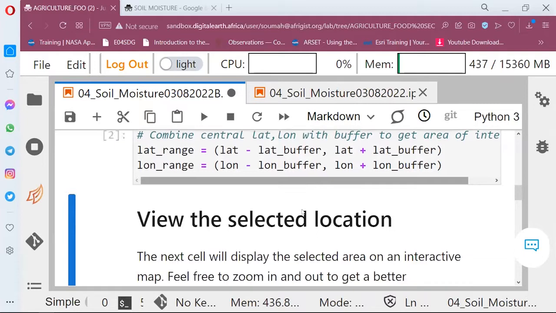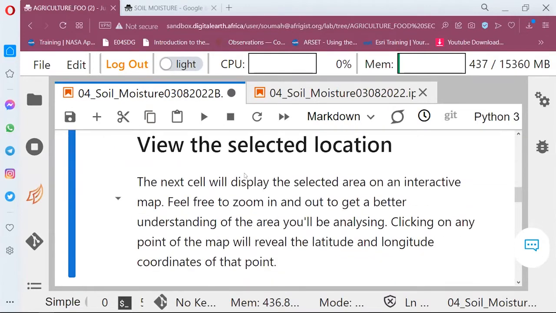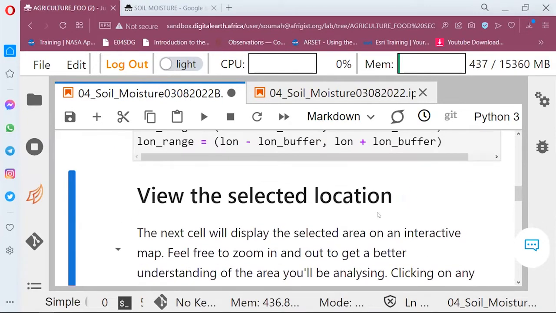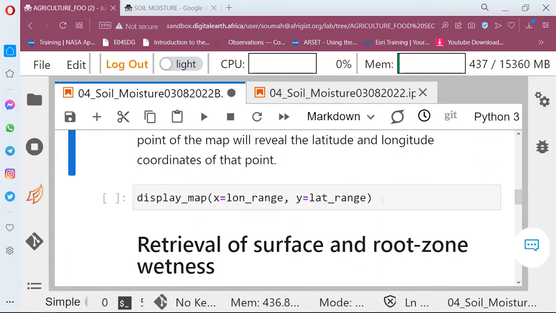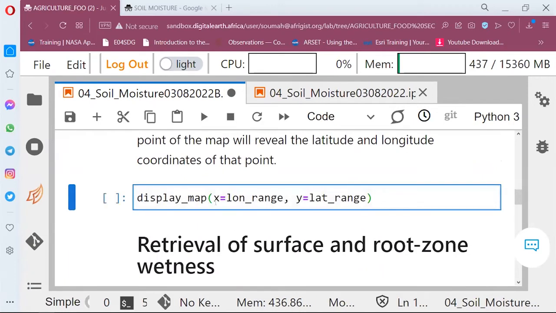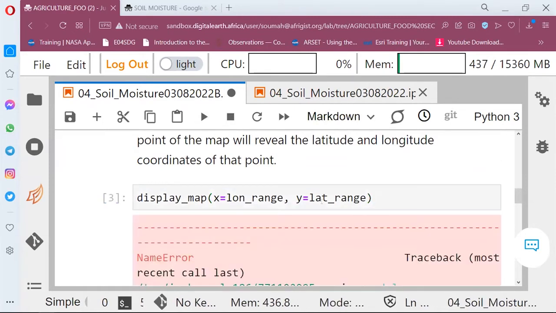So it is executed. We now have to view if the coordinate and the buffer we have defined cover our interest. And by doing so, we display the map with X equal to long range and Y equal to lat range, and we run it.